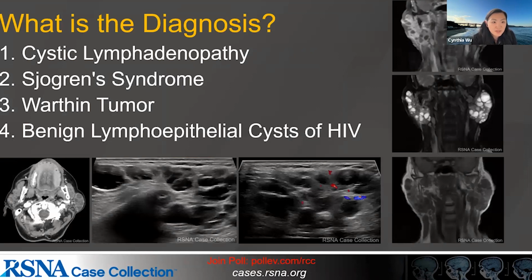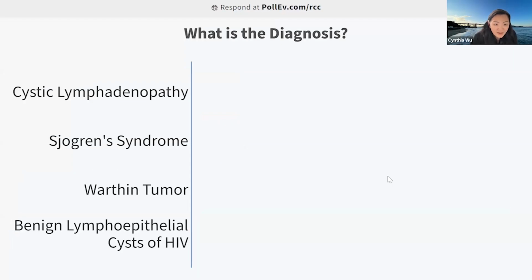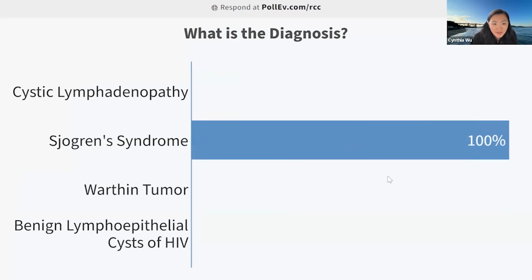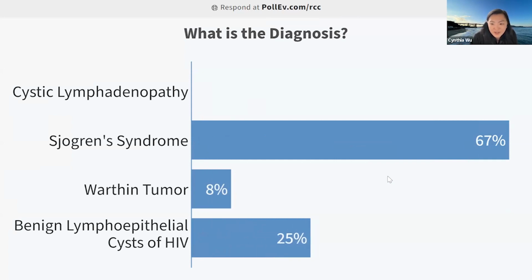So what is the diagnosis? Is this cystic lymphadenopathy? Is this Sjogren's syndrome, Warthin's tumor, or is it benign lymphoepithelial cysts of HIV? Let's go to the poll. All right, 100% for, things are changing. We're getting some other votes. Excellent. All right, we're seeing things go back and forth a little bit.